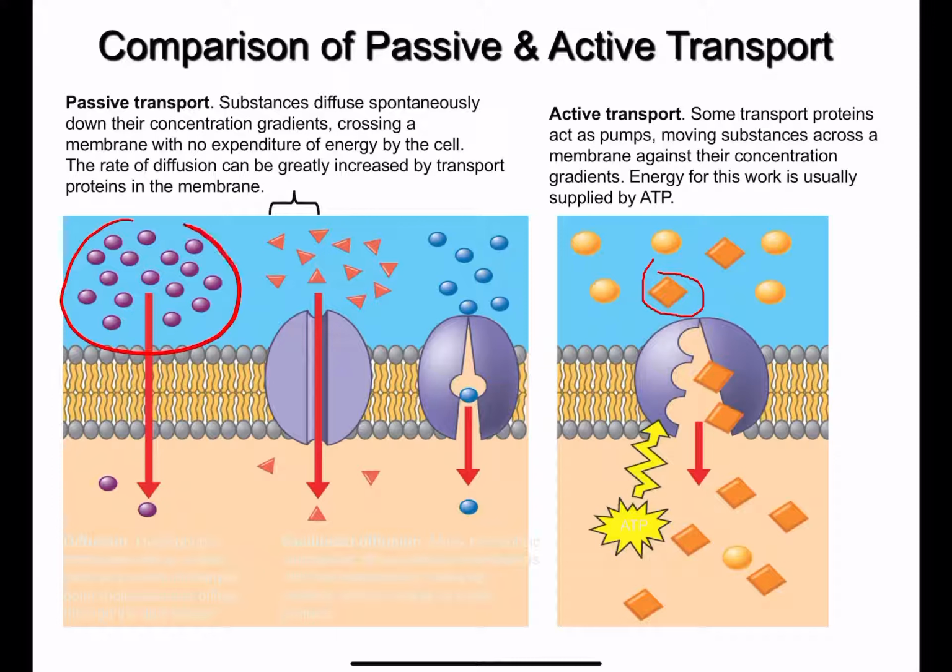Other than that, last really simple comparison. This one is just showing you simple diffusion, right? These purple molecules can just diffuse down. This is showing you a nice little channel protein that's allowing these molecules to go down their concentration gradient. And this is showing you a carrier protein. But all of these on the left side are going to be essentially passive transport. So they can simply just diffuse down. No ATP required. They're going from high concentrations to low concentrations.